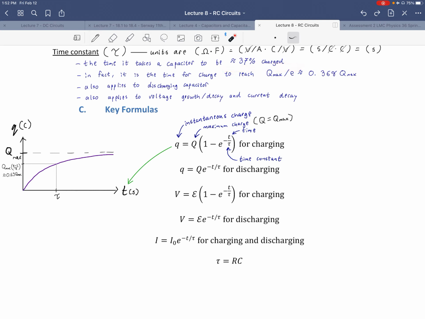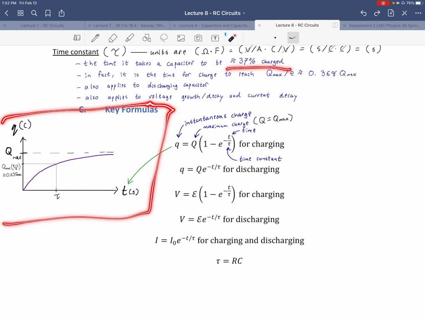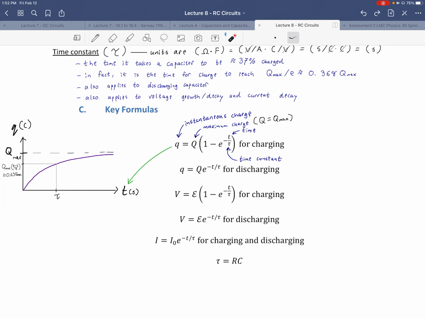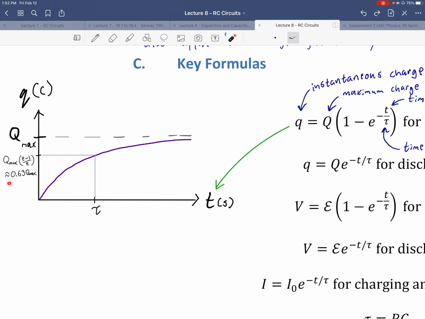Okay, I'll clear that up in the wording when I upload these notes, but please take note that here in the graph, I'm going to clarify what was a little ambiguous or downright incorrect a moment ago. So what do I mean? Well, at time tau, look where we are on the graph. We are at about 63%, okay?